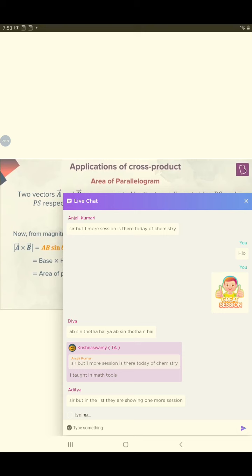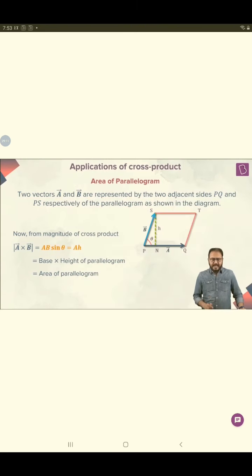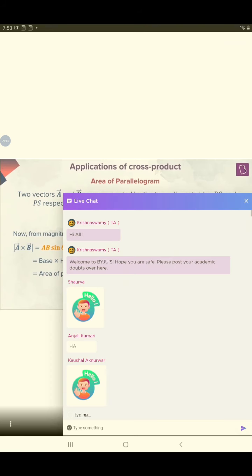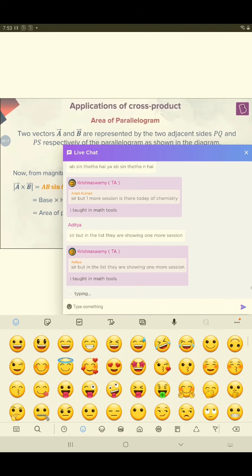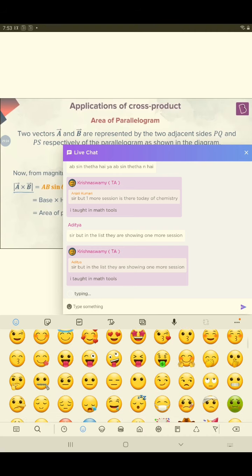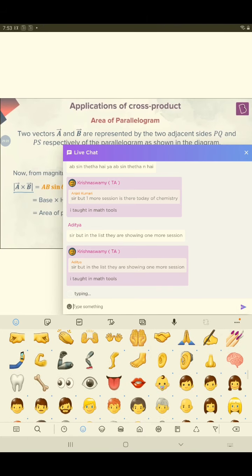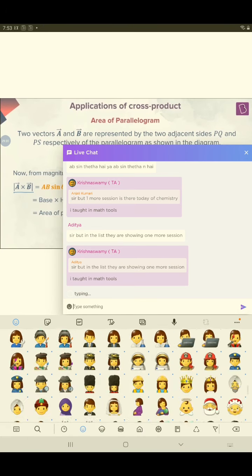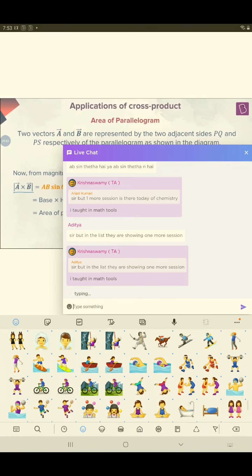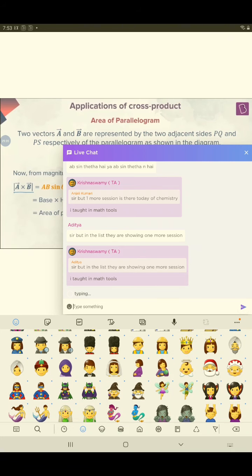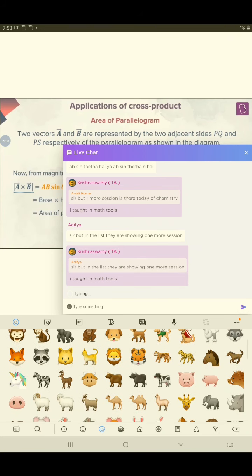Let's stitch it together. Look at the diagram. Base A, height h, which is equal to b sine theta. So the area of the parallelogram is AB sine theta, which clearly is the magnitude of A cross B. So what is the formula of area of a parallelogram? It is A cross B, sir. With mod sign, no. It is A cross B, because area is a vector quantity. And what's the magnitude? Magnitude is mod A mod B sine theta.